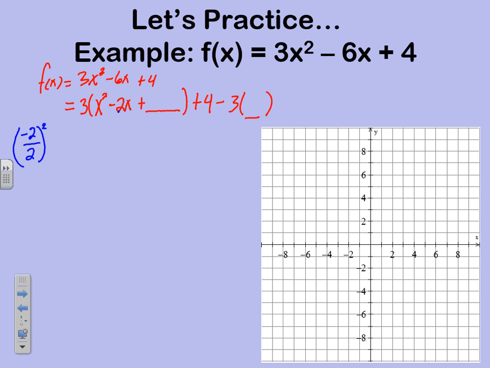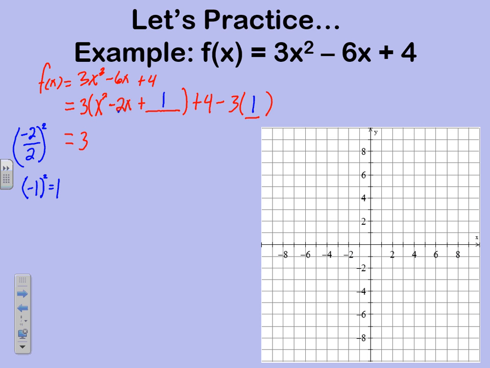So negative 2 divided by positive 2 is negative 1, and negative 1 squared is just 1. So that 1 is what we place into those blank spots, and that's what's going to complete the quadratic expression inside of the first set of parentheses and tells you what you multiply your a value by when we're trying to convert it. Now, let's just continue and see what we get.